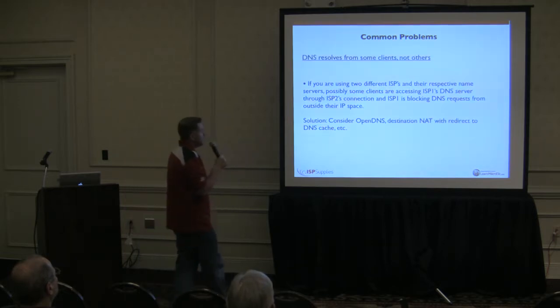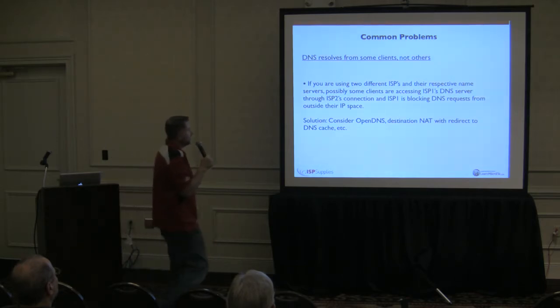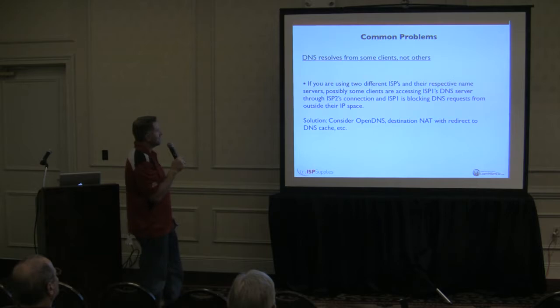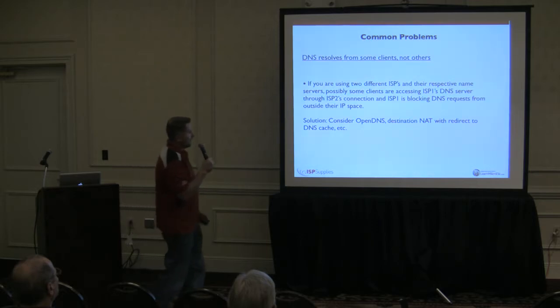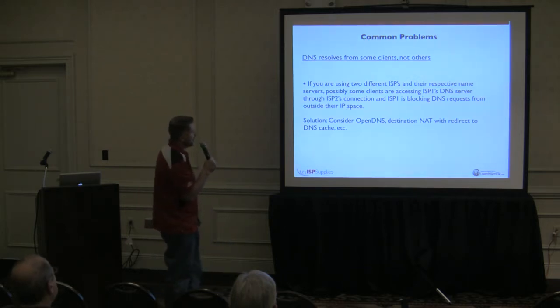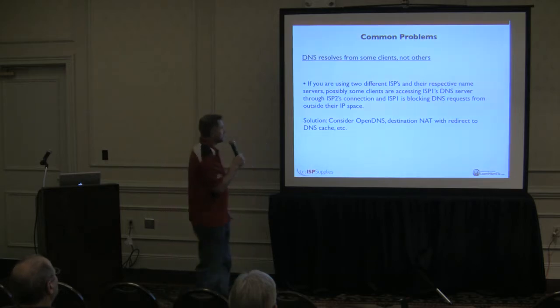Another issue I've seen, DNS resolves from some clients but not others. What's going on? Well, sometimes we might be using two different ISPs for our WAN connections, and each of them has their own name servers. Sometimes what may be happening is some clients are accessing another ISP's DNS server from a different ISP's connection. So using ISP1 name server from ISP2's connection. Some ISPs block DNS requests if they don't come from their own address space.